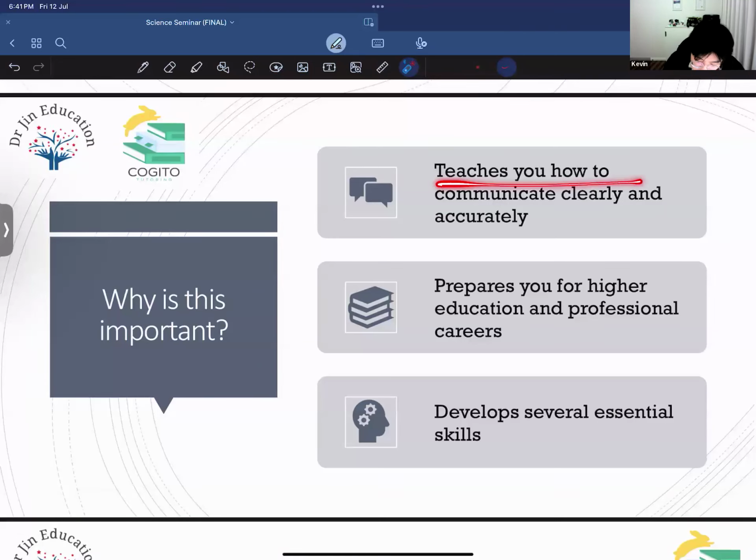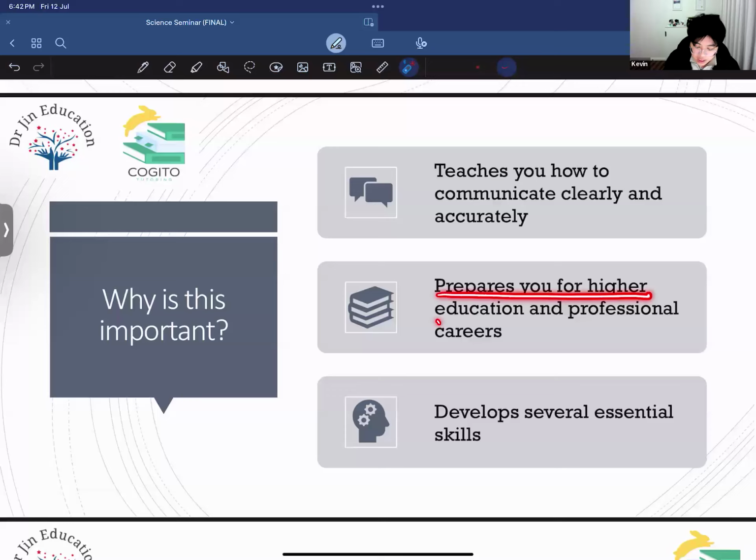Now, it teaches you how to communicate clearly and accurately, okay? So writing a science report is quite a valuable skill, okay? So it doesn't matter whether you're conducting an experiment for a project or whether you're trying to, I don't know, participate in a science fair or something like that. A well-written report can make a big, big difference in how your work is perceived and understood, okay? It has to be clear, okay? If it's not clear, even if it's the best report in the world, if nobody understands it, it's not very useful, okay? Now, why else is it important?